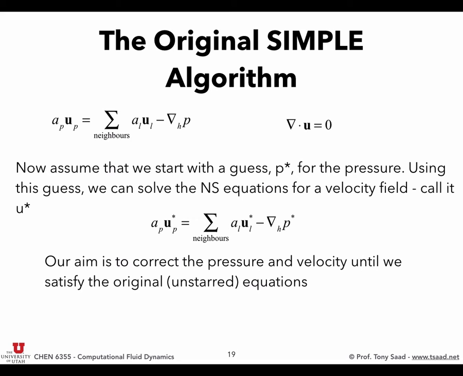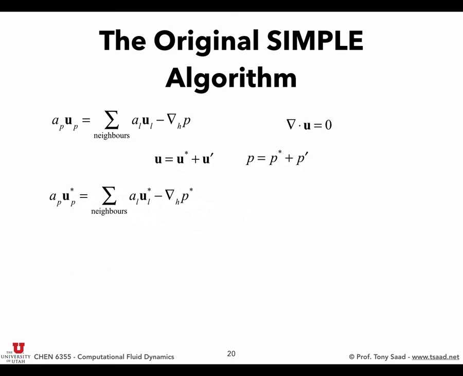So we want to correct both p star and u star so that they can get us to u and p. So we propose the following decomposition. Let's say that the true u is the guessed u, the incorrect u, plus a correction. And the true p is a guessed p, incorrect p, plus a correction, p prime.